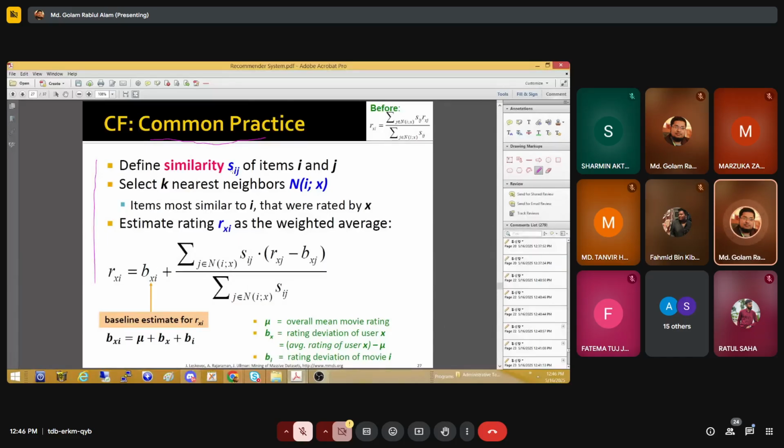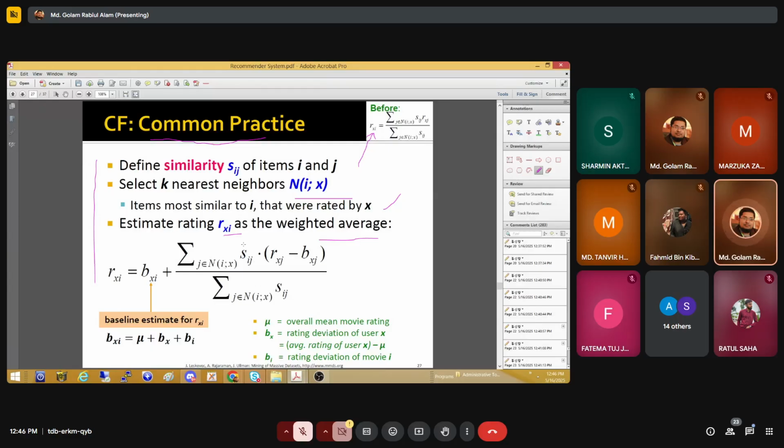Define the similarity S of ij of items i and j. We already know that, and we select the k nearest neighbors, the items most similar to i that were rated by x. Then we estimate the rating as the weighted average. Previously we had this equation for the weighted average.